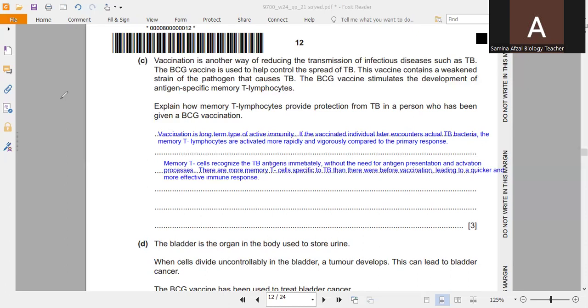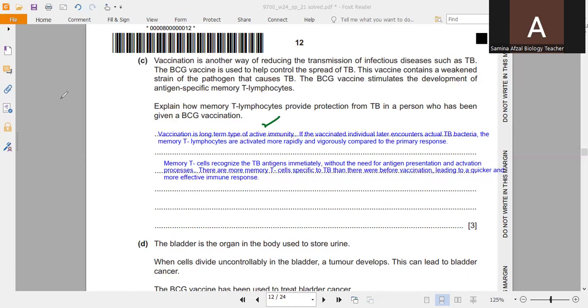Now, after this explanation, I have already written the answer, so I would like to read that. Vaccination gives long-term effective immunity. The vaccination is active immunity, which is a long-term immunity. If the vaccinated individual later encounters actual TB bacteria, the memory T lymphocytes are activated more rapidly and vigorously compared to the primary response.